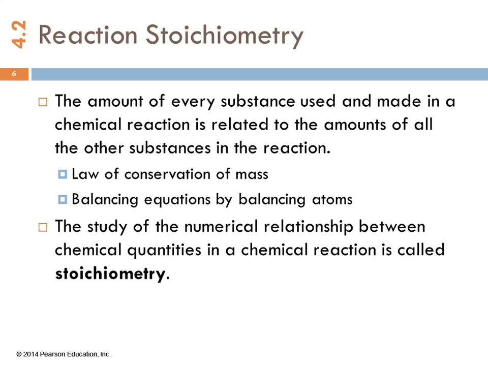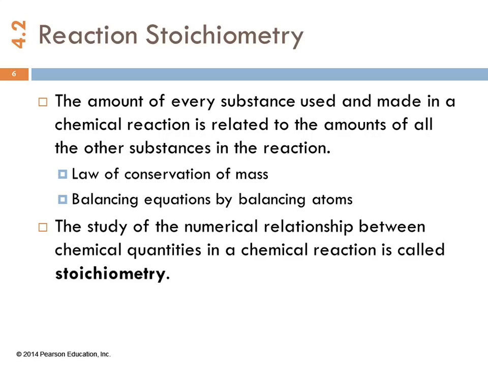The amount of the substance used, each and every one of them in that reaction, and the amount of substance produced are all related to each other. So we have the law of conservation of mass. The mass of what you start with equals the mass of what you end up with. We don't have things being created or destroyed. And this is also related and why we balance equations by balancing the atoms.